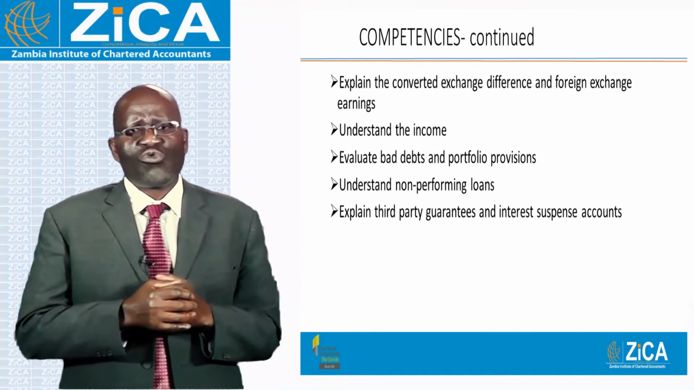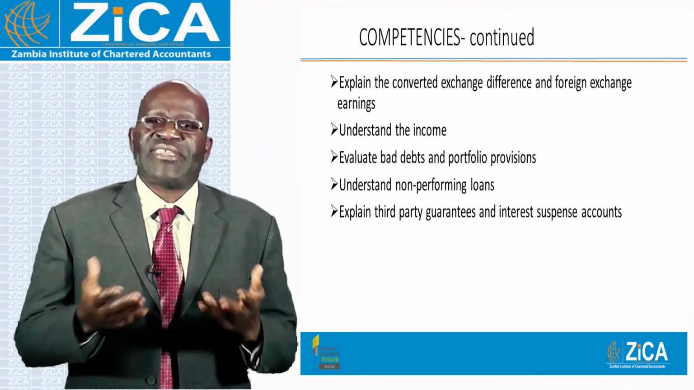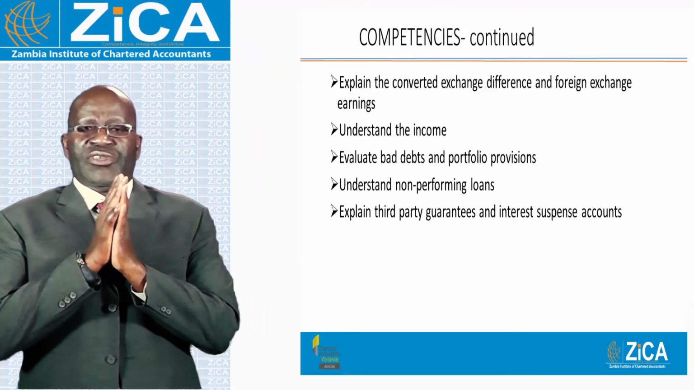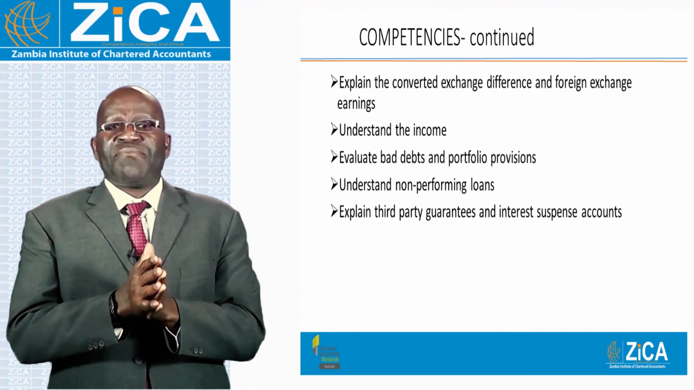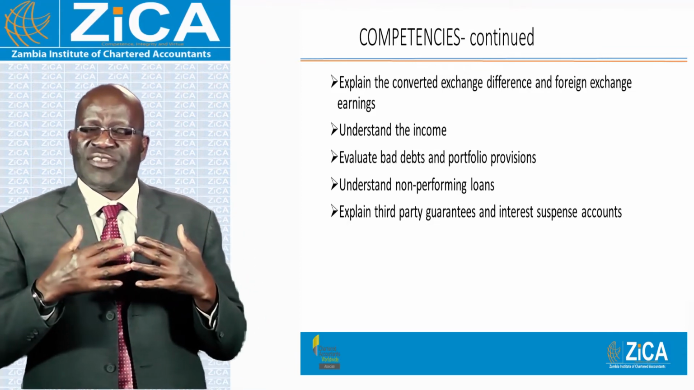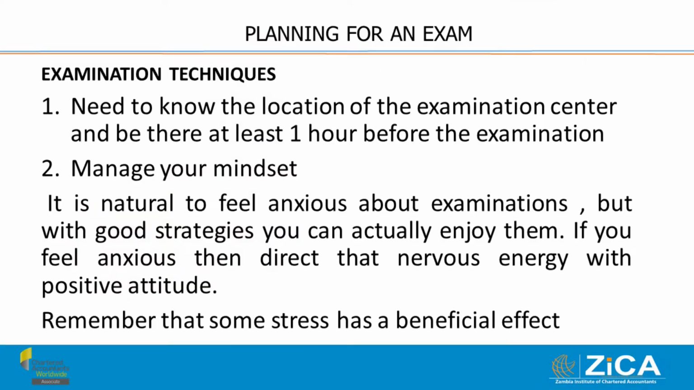Now, let's look at what happens when you are writing an exam. This is a paper which has 100 marks. As a student, you are expected to write all the 4 compulsory questions. Each question carries 25 marks. So 25 by 4 comes to 100.